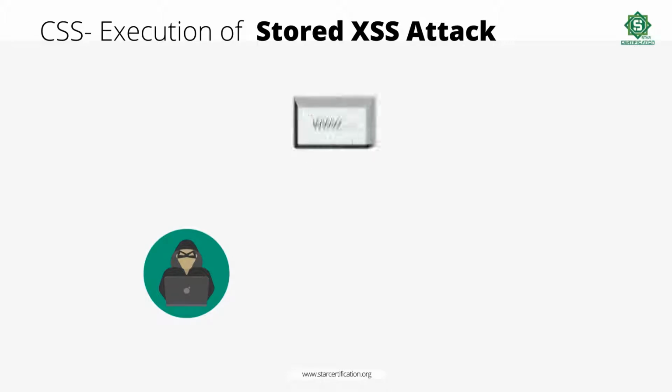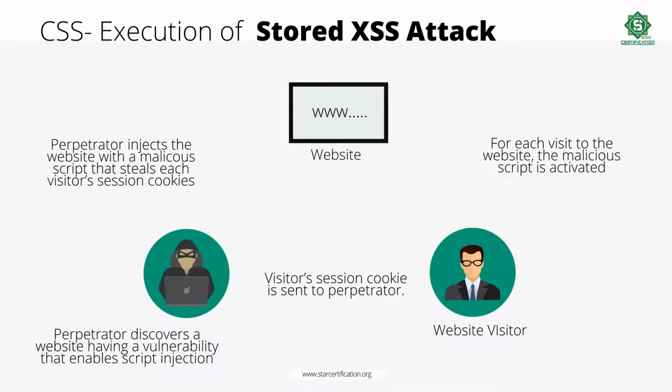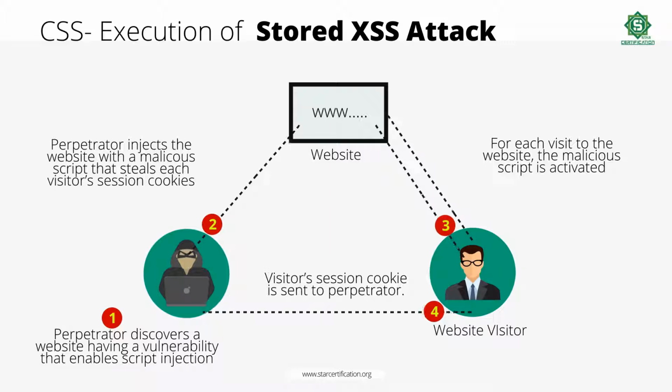To execute a stored XSS attack, the perpetrator should locate a vulnerability in the web application. The perpetrator then injects malicious scripts into the server. The common targets of these attacks are websites that allow users to share content, including video sharing platforms, social networks, blogs, and message boards. Whenever a user views the infected page, the malicious script gets transmitted to the victim's browser. Thus, the visitor's session cookie is sent to the perpetrator.